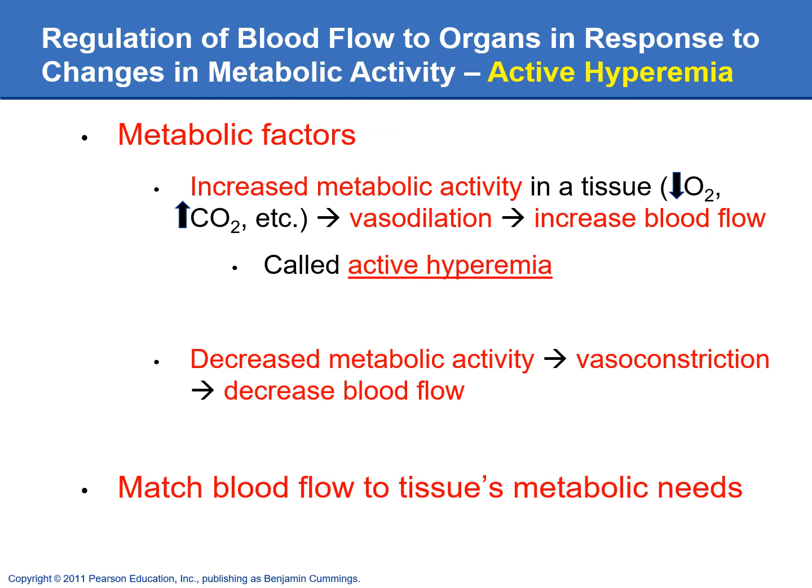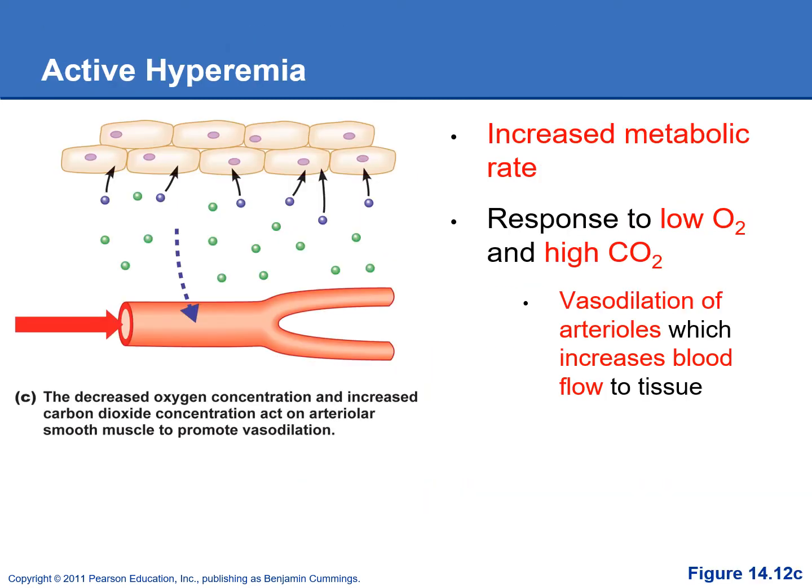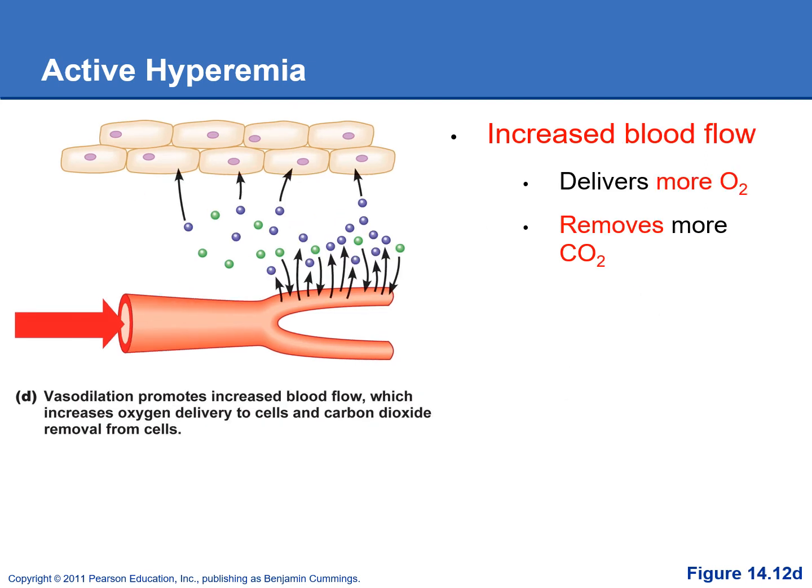So we're going to vasodilate and vasoconstrict to match blood flow to the tissue's metabolic needs. So that's active hyperemia. And here's just a picture showing you active hyperemia, and showing you in blue is the oxygen getting low, and the green is carbon dioxide, which is building up. So the smooth muscle will sense that and will vasodilate, and that will bring in more oxygen and get rid of the CO2, and that'll satisfy the organ's increased demand for more blood flow because it's more active. So that's active hyperemia.